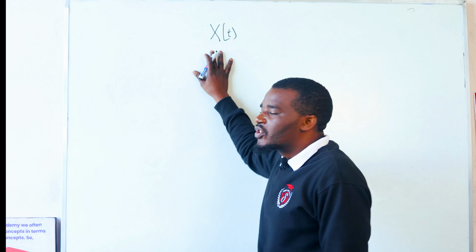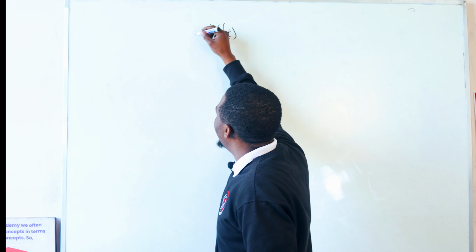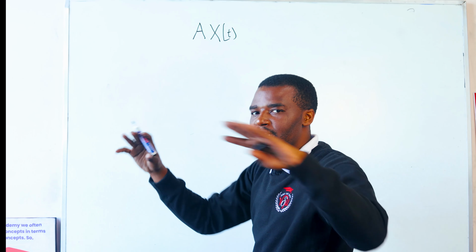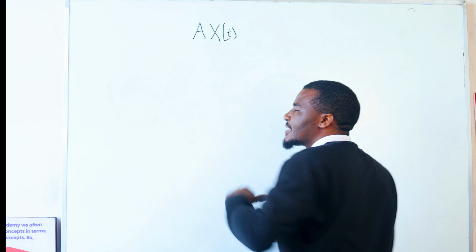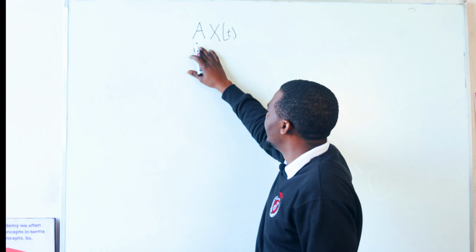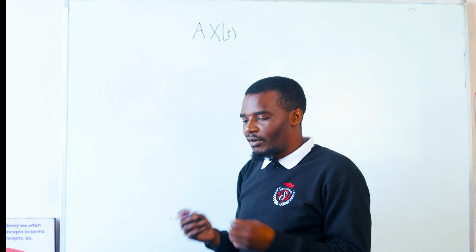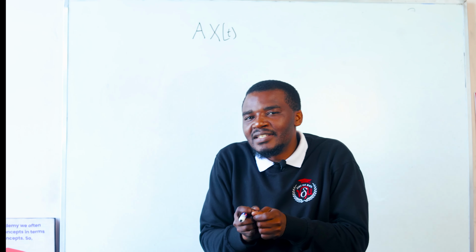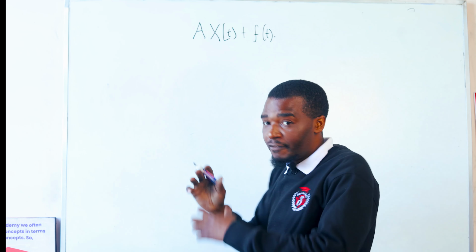But these variables can be transformed probably by internal forces within that particular system. Let's call those internal forces matrix A. So matrix A might change the state of a system. But not only matrix A can change the state of a system, there might be other forces coming from outside that can also affect the state of the system. Let me call that f of t.